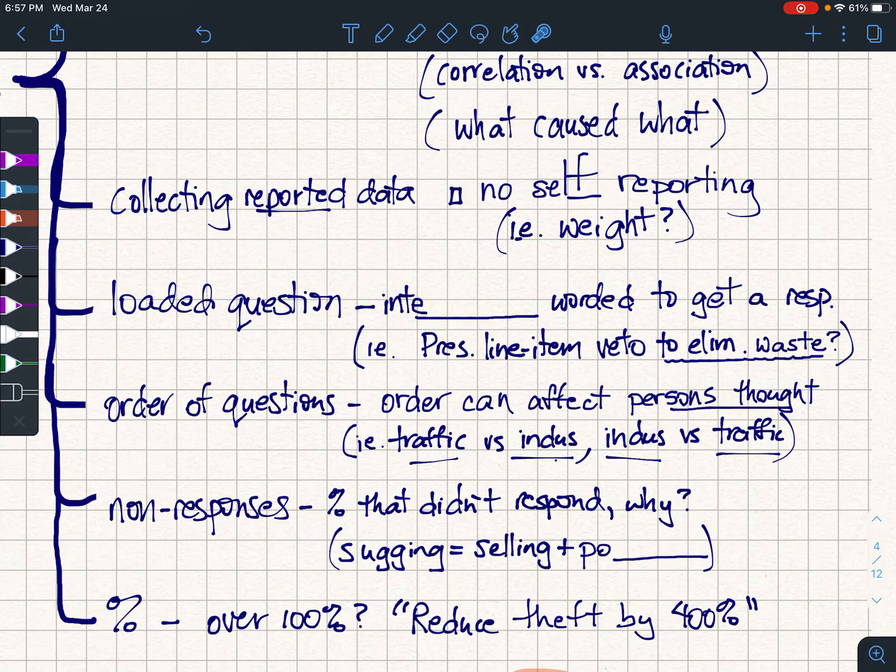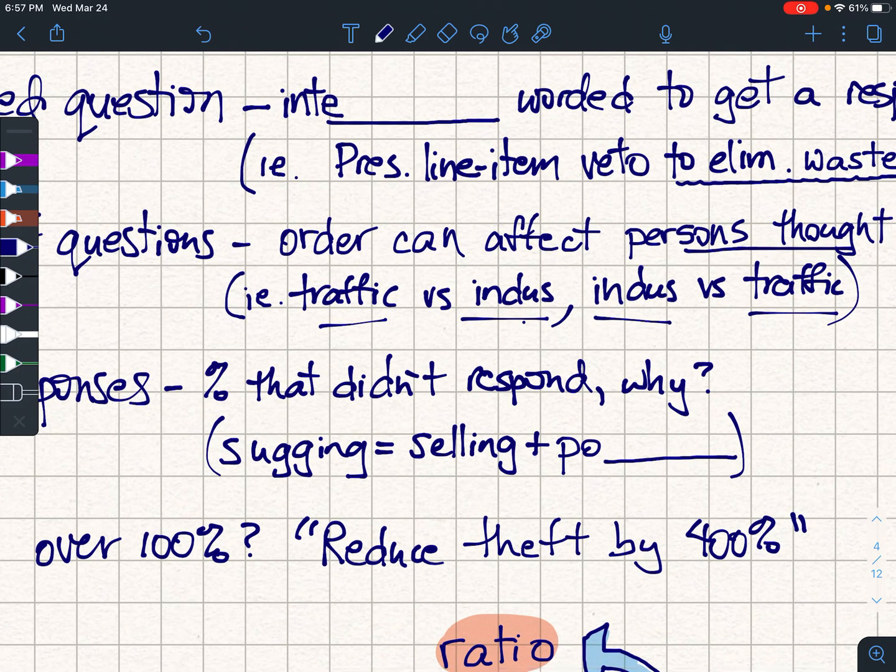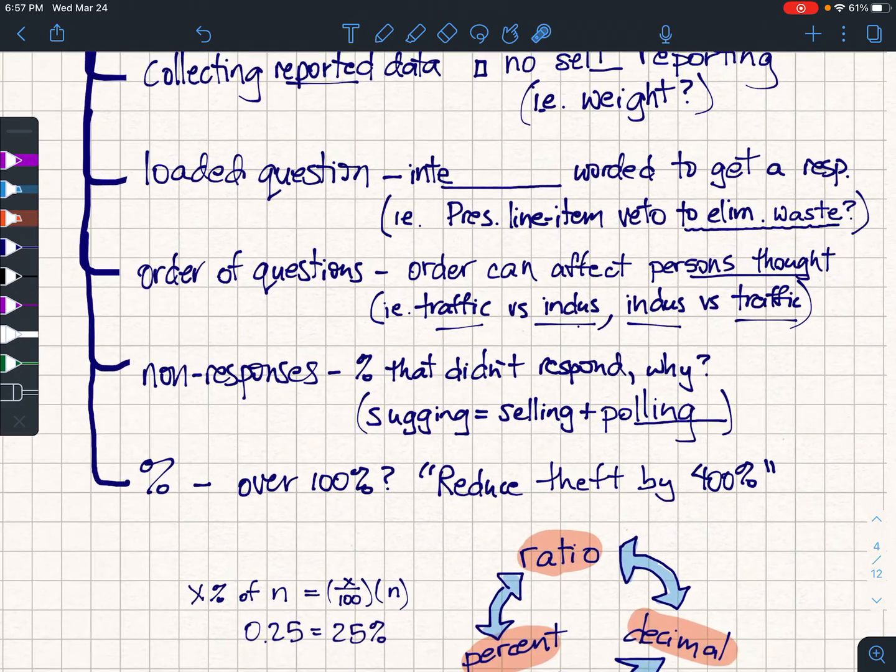Finally, non-responses. Again, some people don't respond to the question, and we need to know why. Some people hang up, and we do that a lot in our house because we suspect somebody is what they call sugging. And sugging refers to selling and polling at the same time. So they say, oh, look, we're having a little survey on this, and it's not a survey. They're just trying to get you to buy something. So some people don't respond, and we've got to be careful of that.